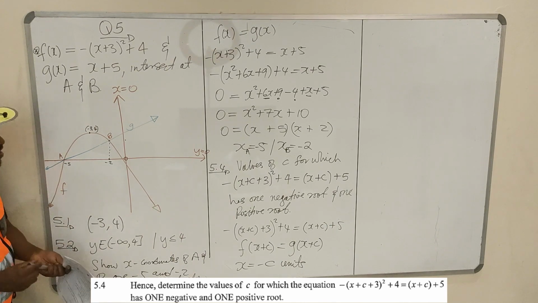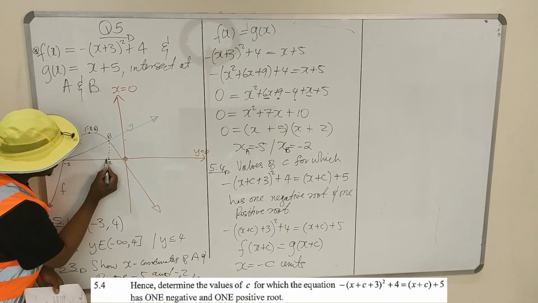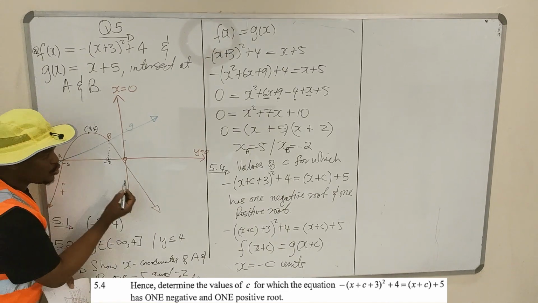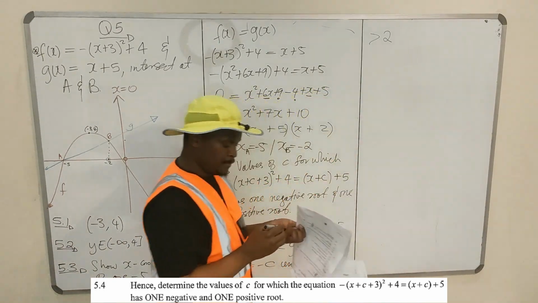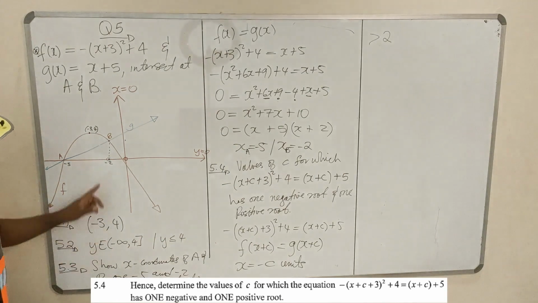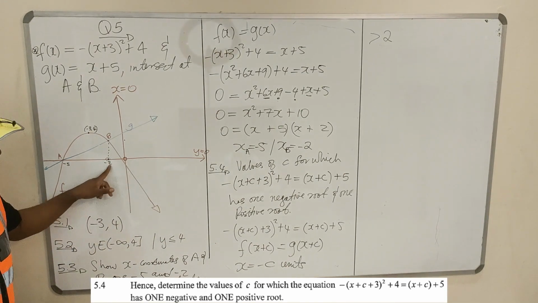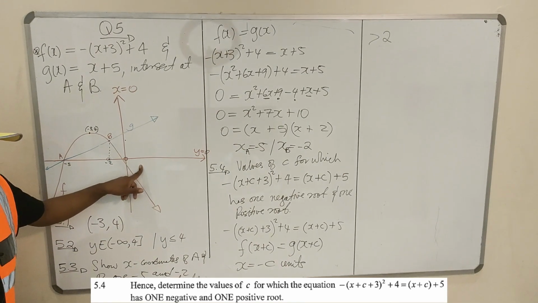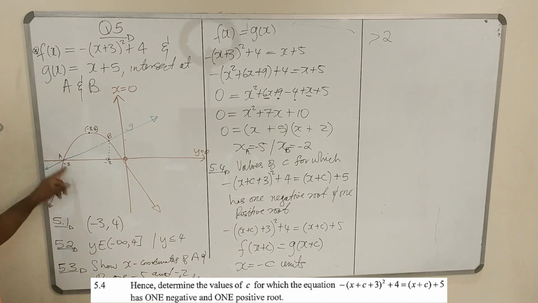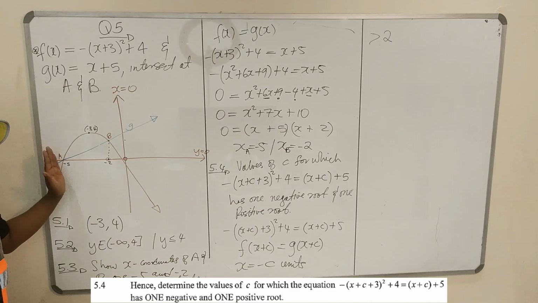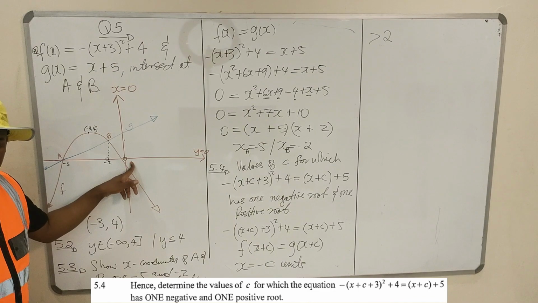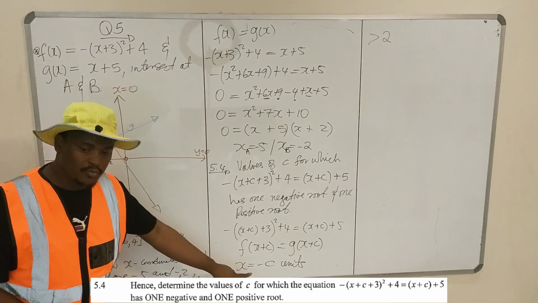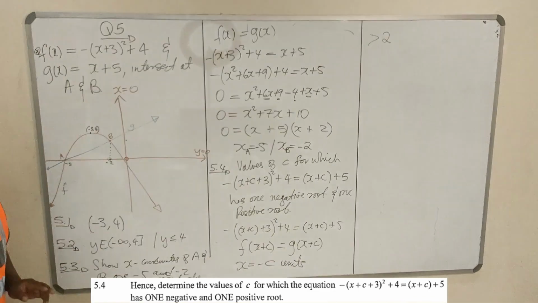So you want one to be positive, which means this one should be shifted more than 2 units. So you should shift greater than 2 units, so that this guy is on the positive side of the x-axis. But this one should always be on this side. Whatever you are shifting with should be less than 5, because if you shift it more than 5 units, this will be on the positive side as well, which is what you don't want. You want one positive root and one negative root.